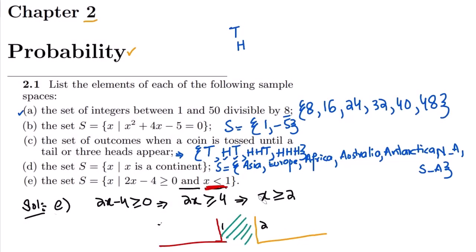And that's why here we will get S will be phi, or I can also call it the empty set. So here the sample space is the empty set. So that is basically the solution of question 2.1, and here we have seen how to find different sample spaces if statements are given.